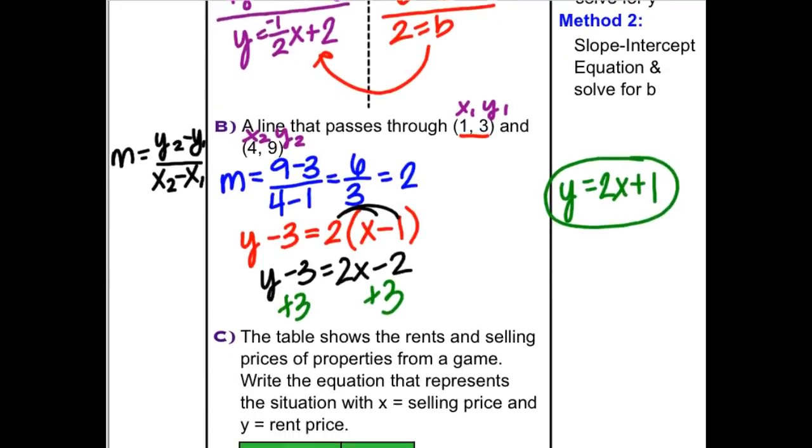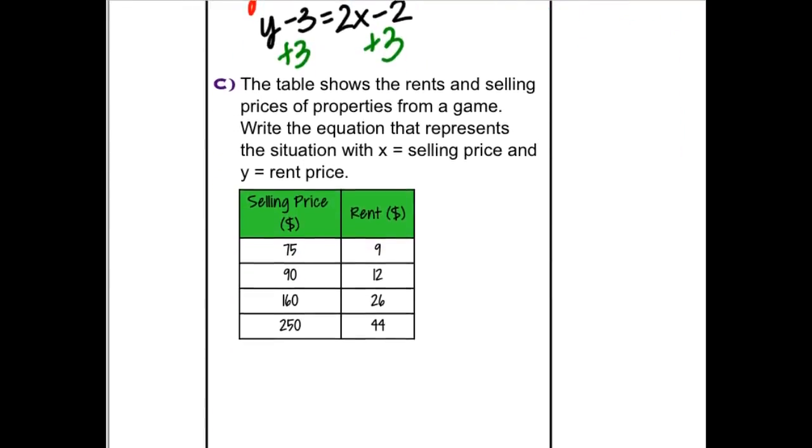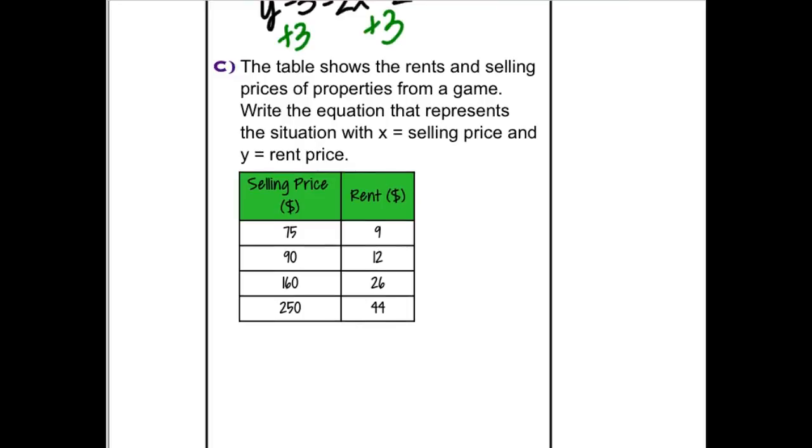Finally, able to write an equation from a word problem. So we looked at rents and selling prices of properties from a game. We want to write the equation that represents the situation with x being the selling price and y being the rent price. So if it helps you, maybe you should write in that this is x and this is y.